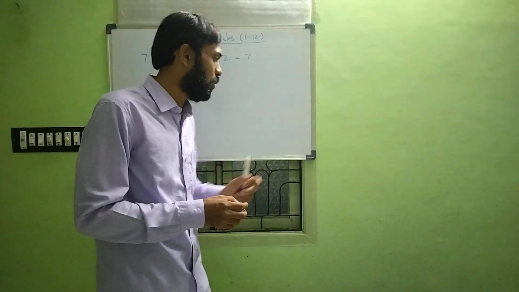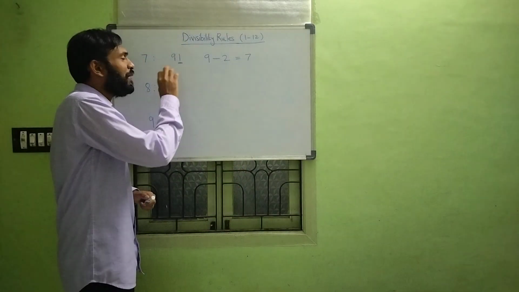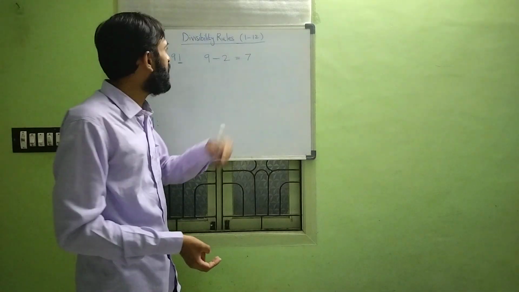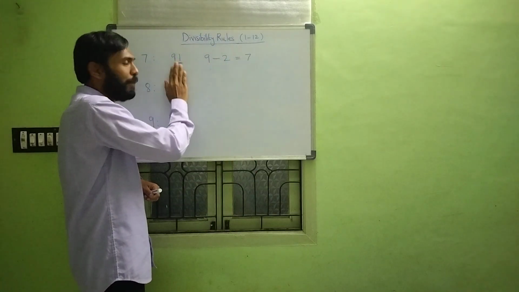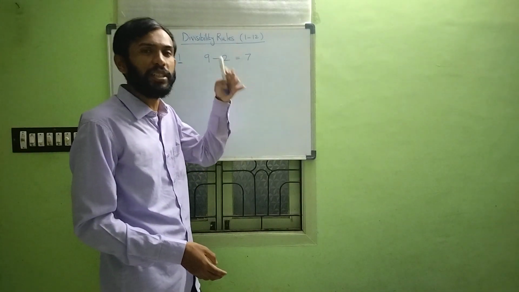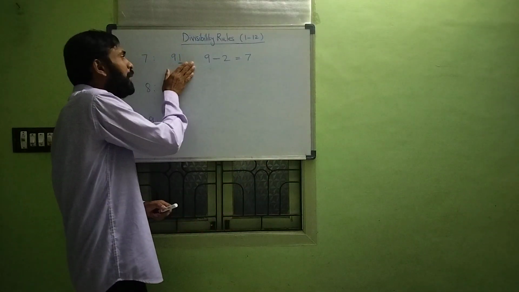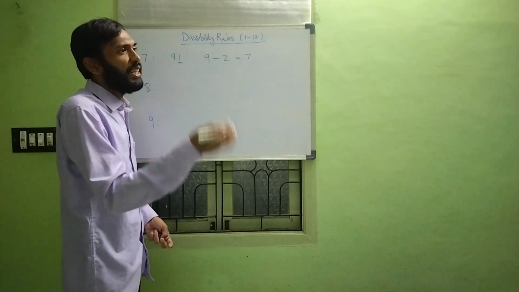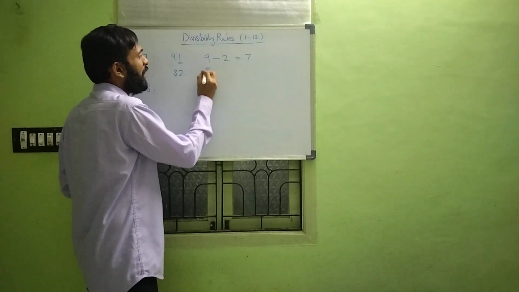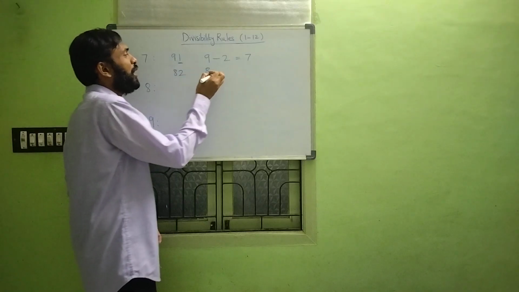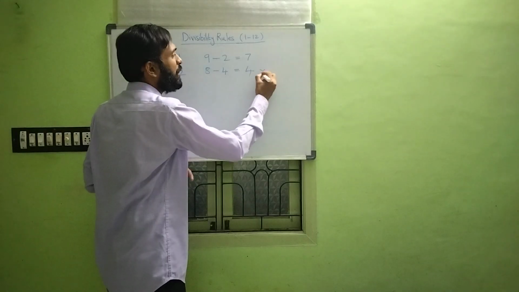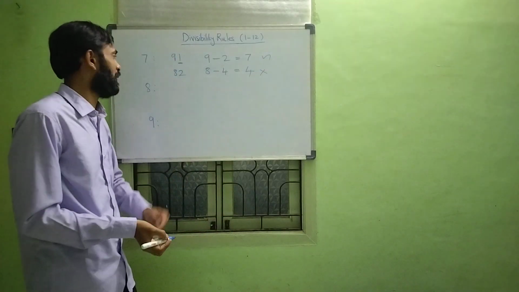Now let's understand the rule. When you want to check whether any number is divisible by 7, pick the ones place, then double it, which means multiply by 2. Then subtract it from the remaining digits. If the answer is 7, 0 or any other number which is divisible by 7, then the entire number is divisible by 7. Now let's check another number. 82. I will keep the 8 as it is, and double the 2. That is 4. 8 minus 4 is 4. So it is not divisible by 7. The first one is divisible by 7.